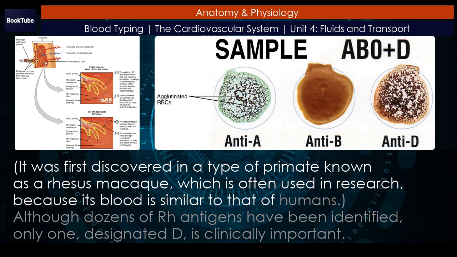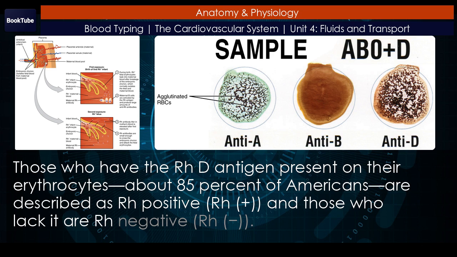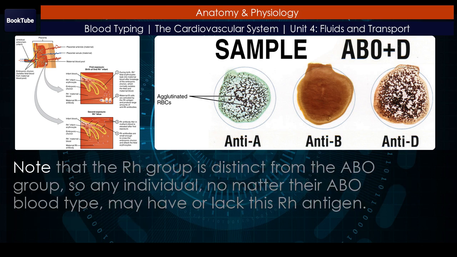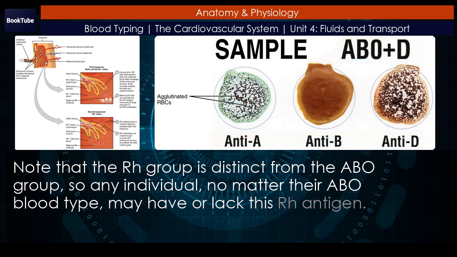Although dozens of Rh antigens have been identified, only one, designated D, is clinically important: those who have the RhD antigen present on their erythrocytes. About 85% of Americans are described as Rh positive, Rh plus, and those who lack it are Rh negative, Rh minus. Note that the Rh group is distinct from the ABO group, so any individual, no matter their ABO blood type, may have or lack this Rh antigen.